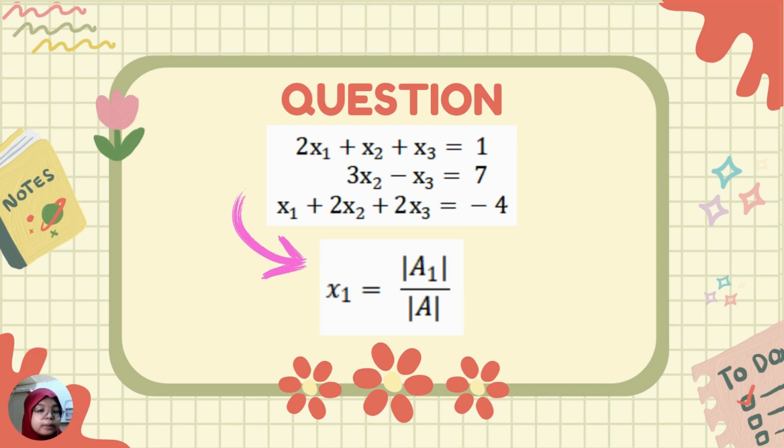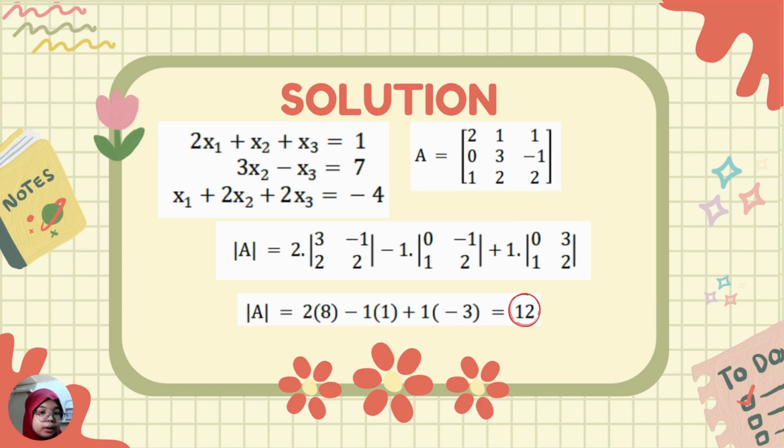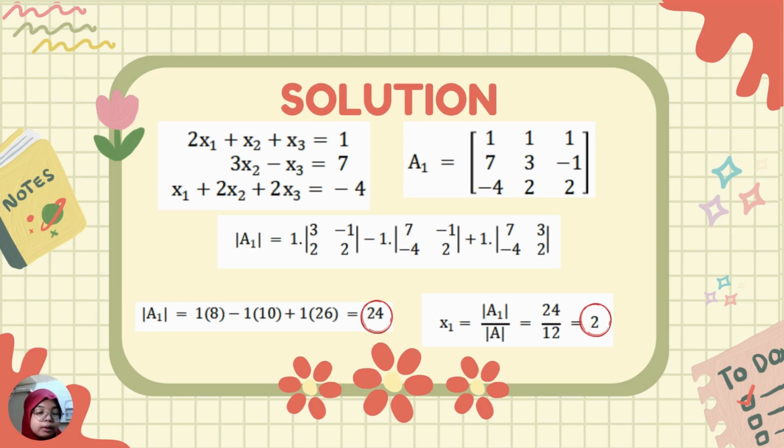Next we have the 3 by 3 question. The simplest formula to find x1 is equal to the determinant of A1 divided by the determinant of A. First we find the determinant of A. We use the 3 by 3 formula, and then we get the determinant of A equal to 12. Next we find the determinant of A1. We use the same steps as for the determinant of A, so we get the determinant of A1 equal to 24. Then x1 equals 24 divided by 12, so we get 2.